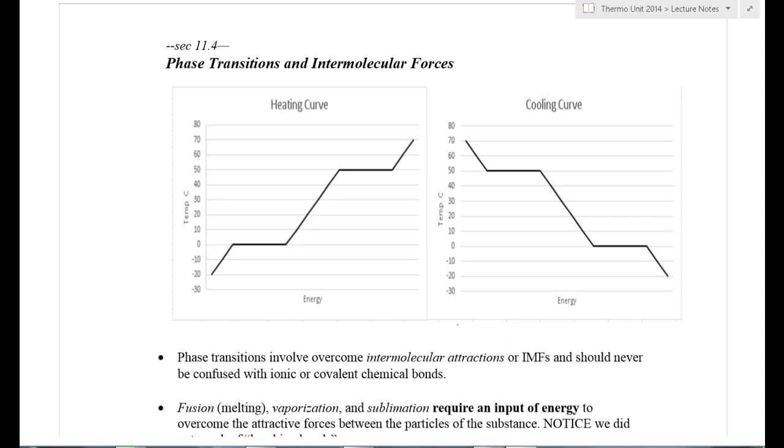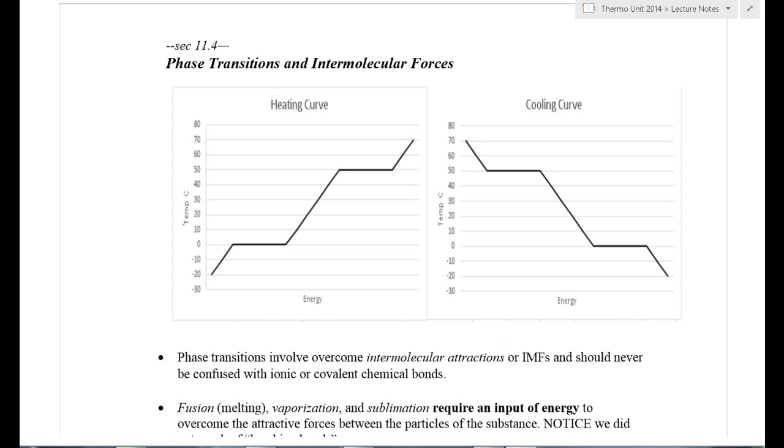All right, in this podcast we're talking about phase transitions or heating or cooling curves. We just want to be really clear about what's happening during phase transitions and how it's different from a chemical reaction. Okay, so if you were to take a substance, let's say this is not quite water, right? Because it looks like a plateau here at 0, another one at 50.